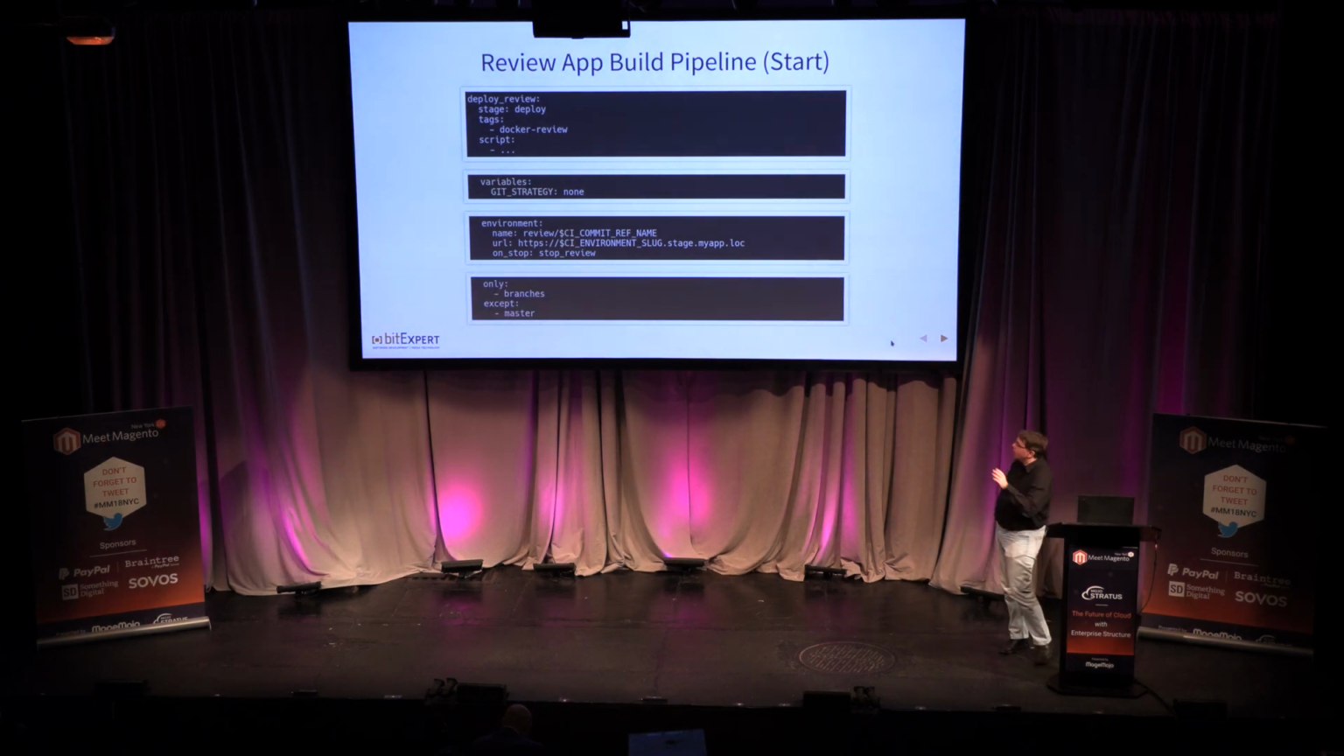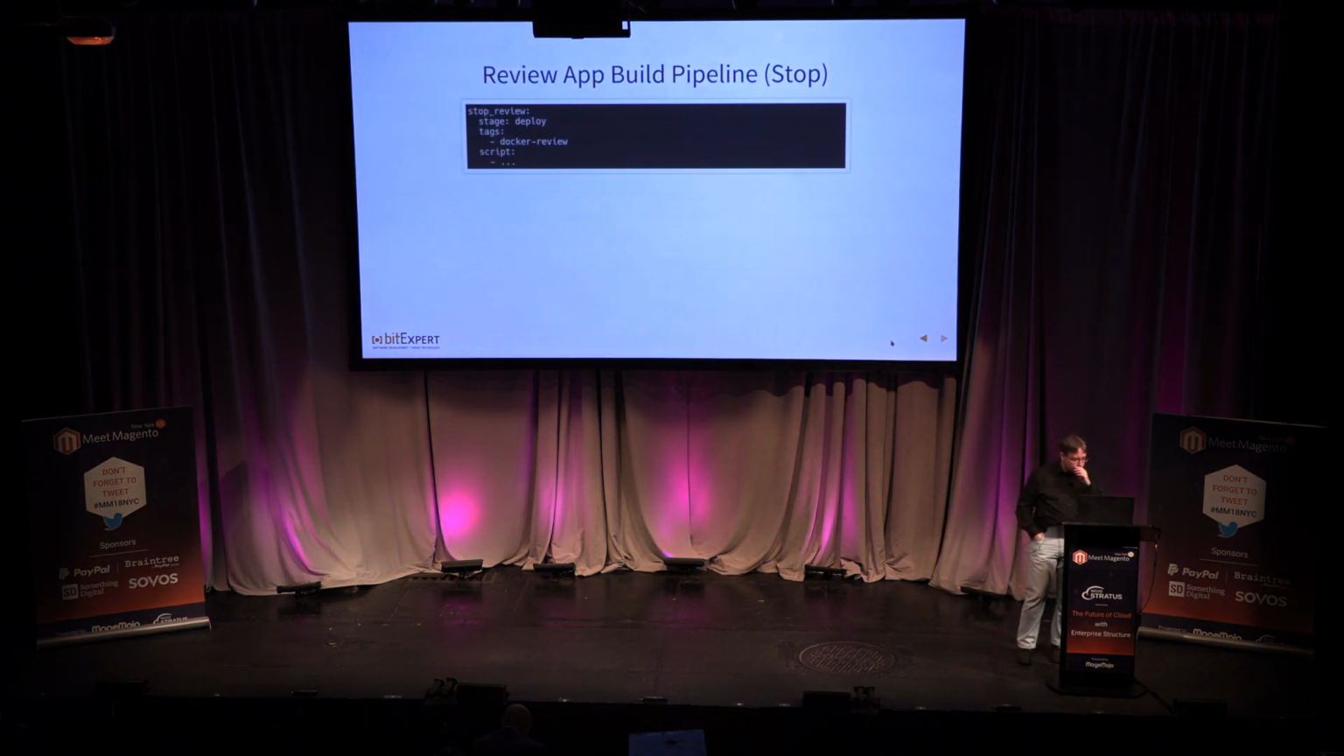We also say, this job should apply for changes only for branches, but not for master, right? So master is reserved for staging and production deployments. Any other branch is then turned into a review app. And the stop review job looks pretty much similar.